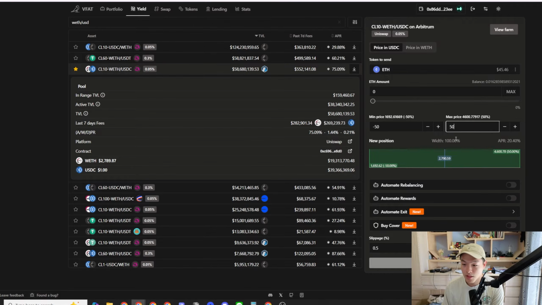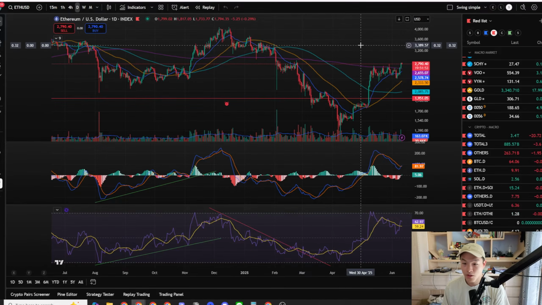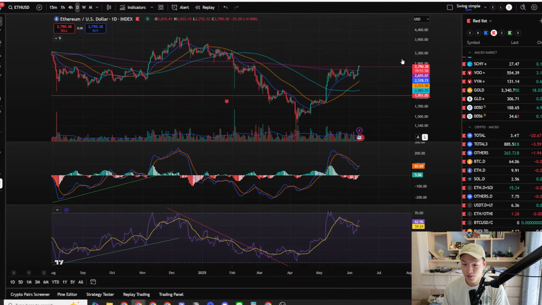And if I want the top range to be 50% wide as well, then this is the rough range that I would get. I go over exactly how you can set your range in other videos on my channel, so be sure to look at that.